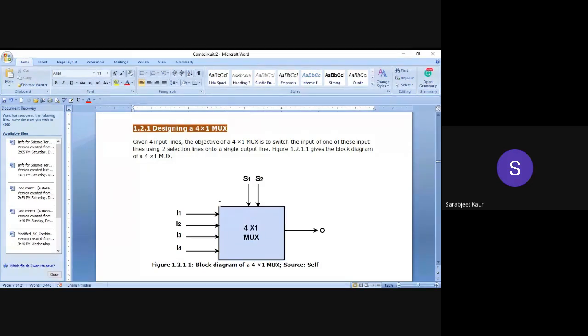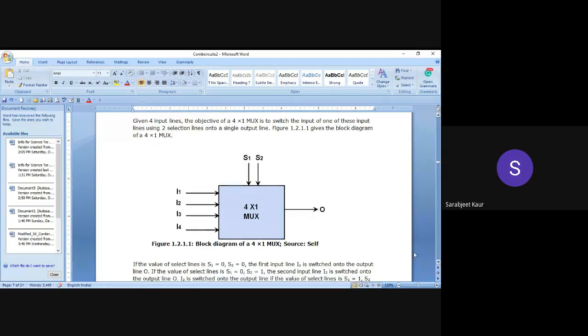Now let us start with the design of a 4 cross 1 MUX. For any combinational circuit, what is the first step of designing? Drawing the block diagram. So a 4 cross 1 MUX can be drawn as you can see on your screen. We have 4 inputs coming in, a single output, and how many selection lines? Two.